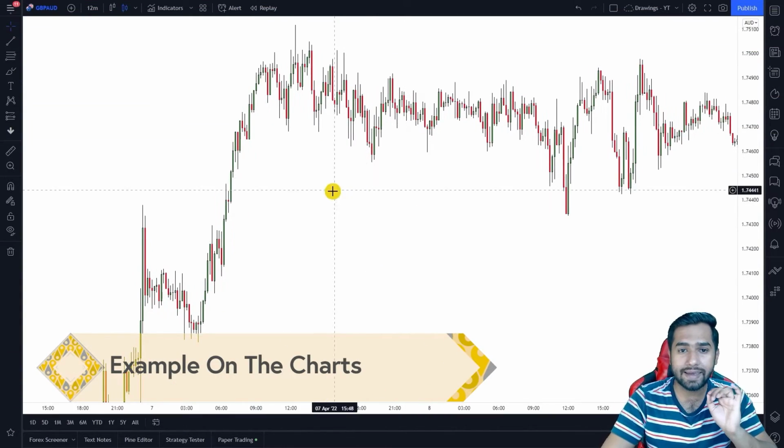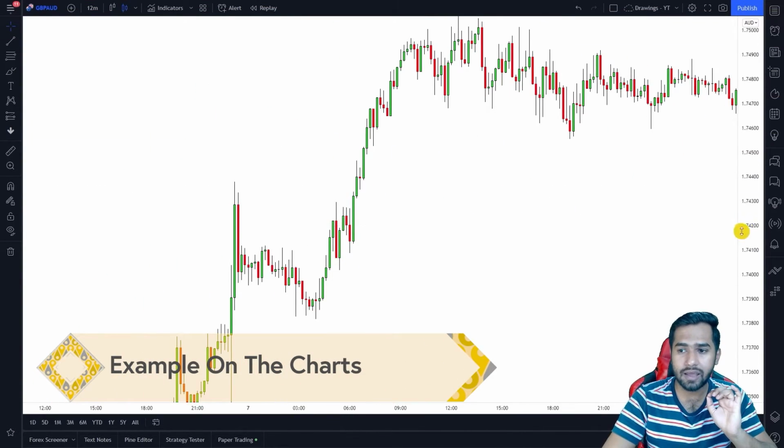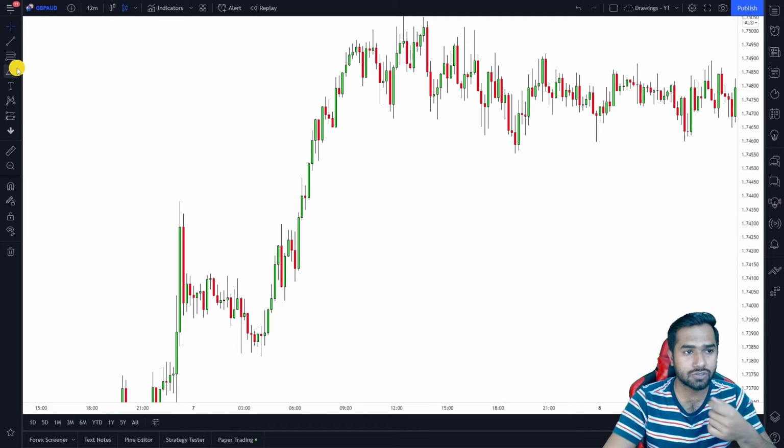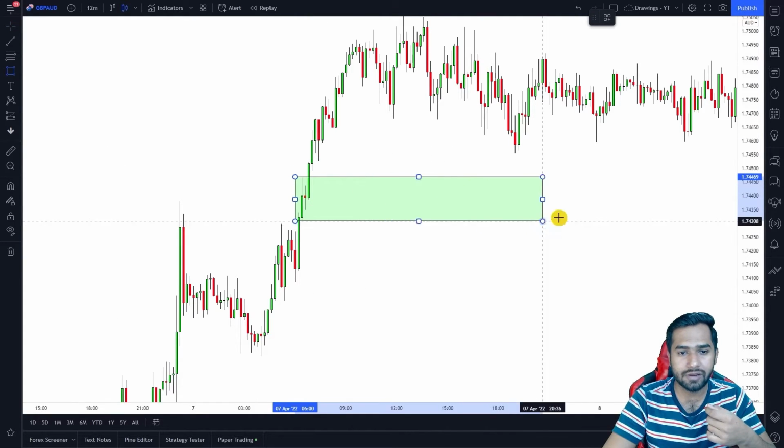Here you can see that if I just zoom in a little bit, I can see the formation of a demand zone that is a rally base rally demand zone. So let me just draw the zone for you. So here, this is a rally base rally demand zone.